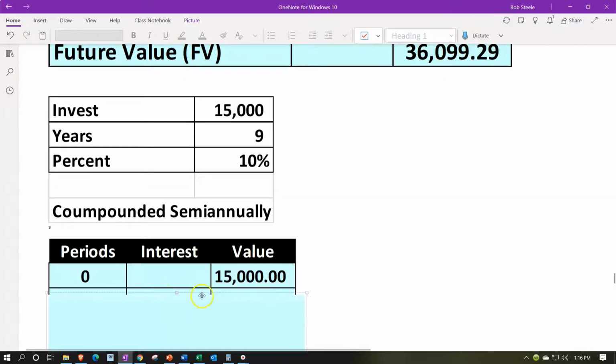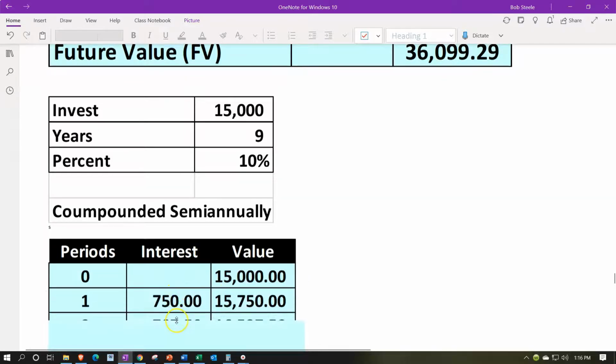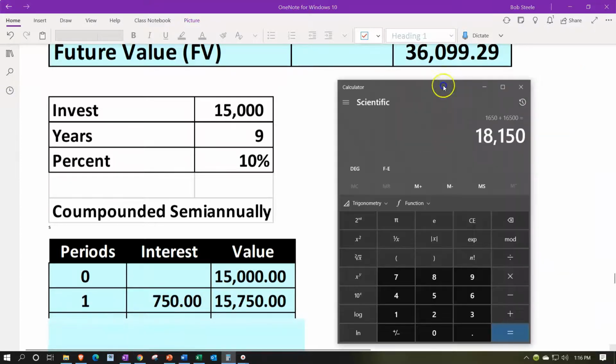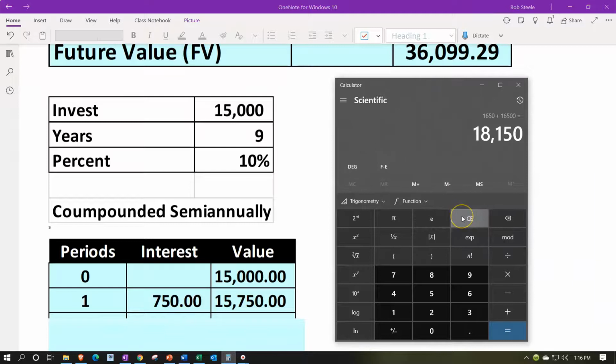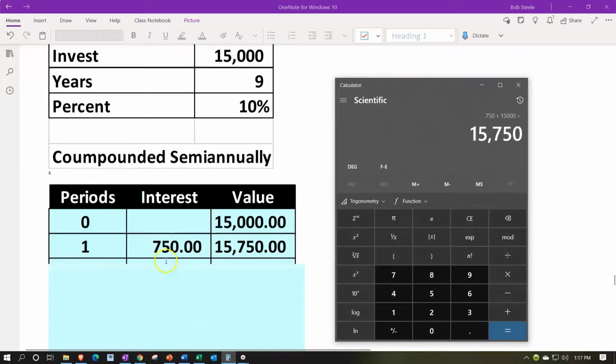We're going to say, all right, if we start off with the 15,000, period 1 is 750. Period 1 is 750 because period 1 is no longer a year, but a semi-year. It's half a year, every half a year. So that means we're going to take this $15,000 amount times not the 10%, but times the 0.05, or 5%. Get the 750. The 750 plus the 15,000 is going to give us the 15,750.